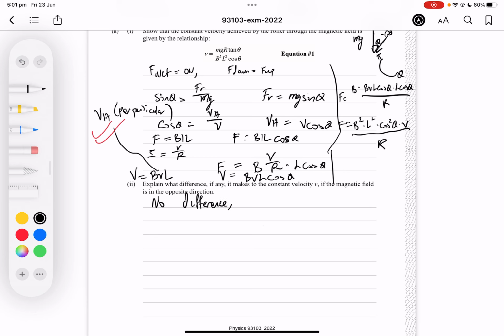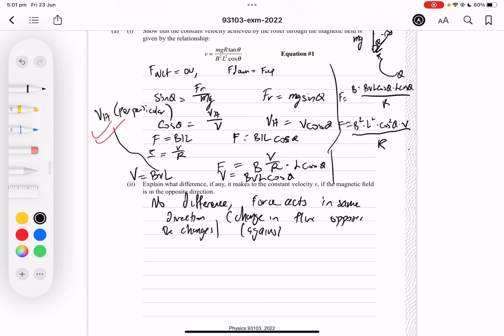No difference. In this case, force acts in the same direction. So the change in magnetic flux acts against the change. The change in flux opposes the change, so it reduces. So it's against the motion of the bar.